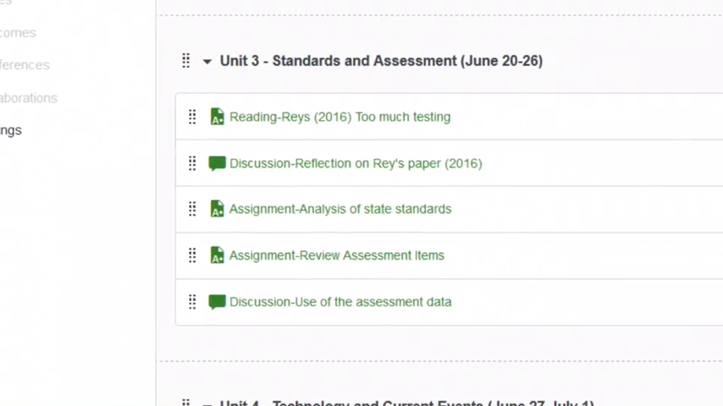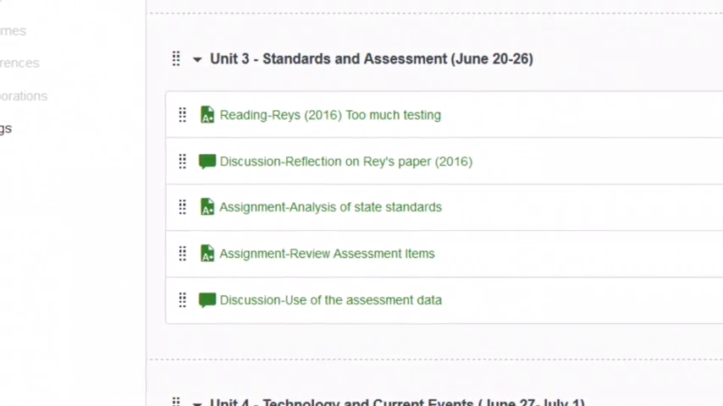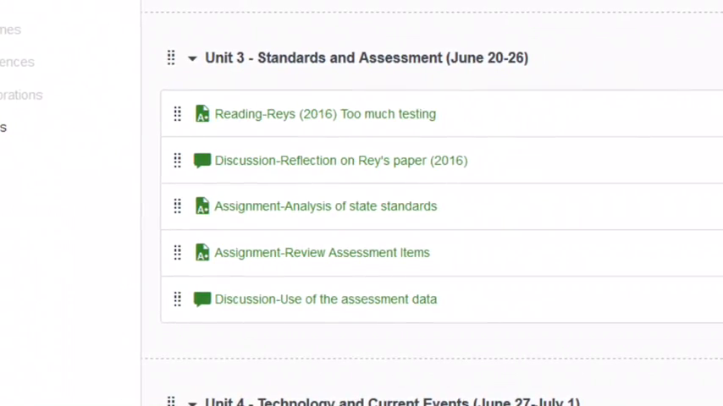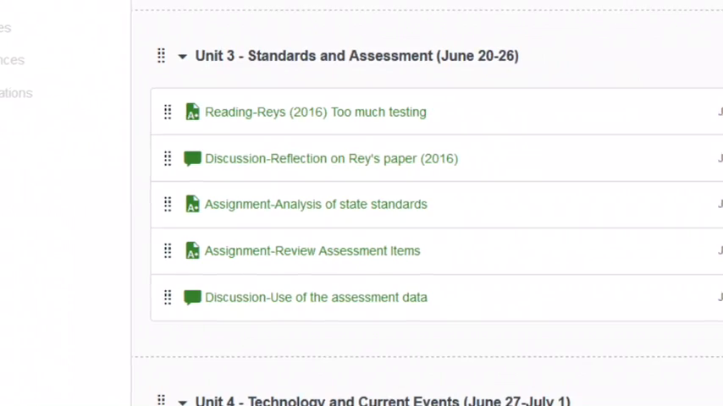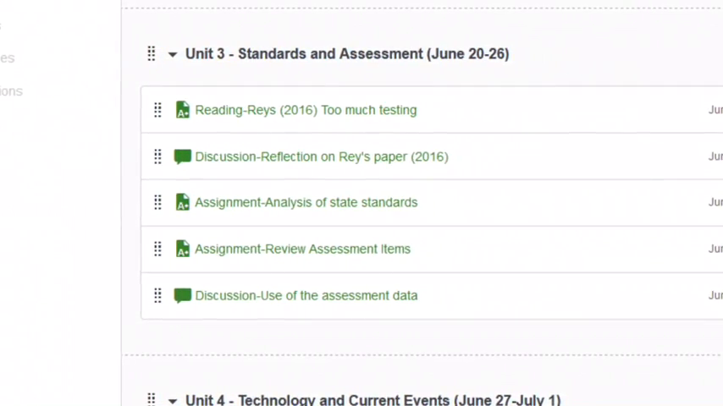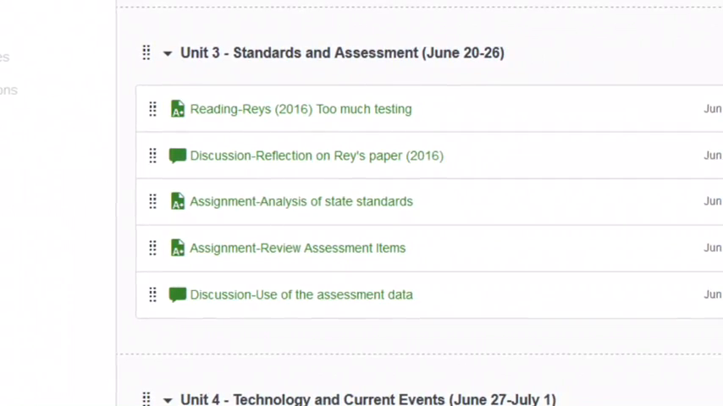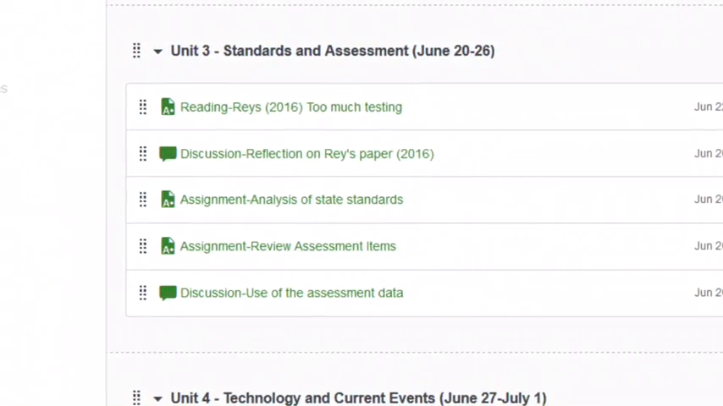Now looking ahead to Unit 3, which is going on this week, it deals with standards and assessment, which are the king and queen of curriculum, I would say. In Unit 3, you'll read an essay by Bob Rees, who's an emeritus professor right here from Mizzou, and then there will also be a discussion forum on that reading. There's also a discussion forum about how you use assessment data in your teaching or at your school.